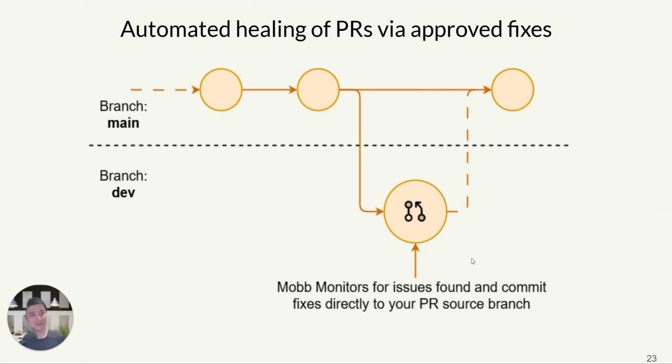and committing directly the fixes that you have approved in the fix policy within Mobb directly into your pull request source branch. The end result is that for your developers, they don't have to navigate to another tool or Mobb to get the fixes, but instead the fixes are brought directly to them within their pull request.